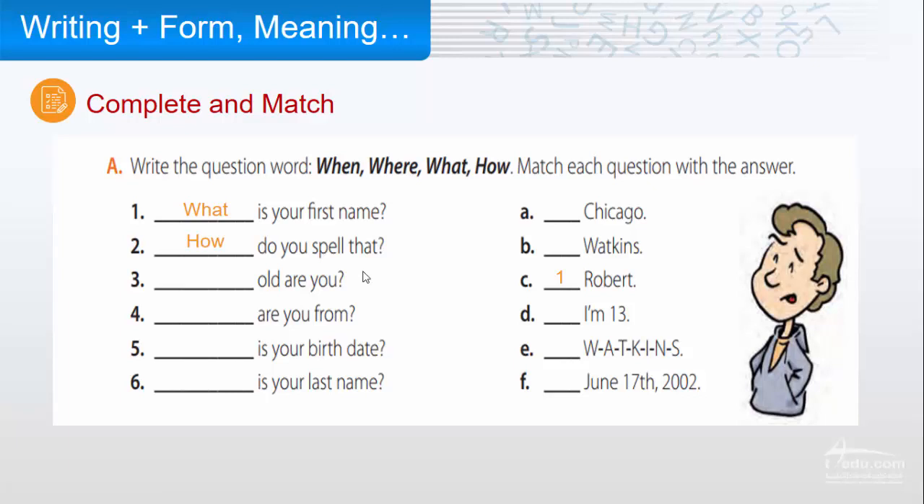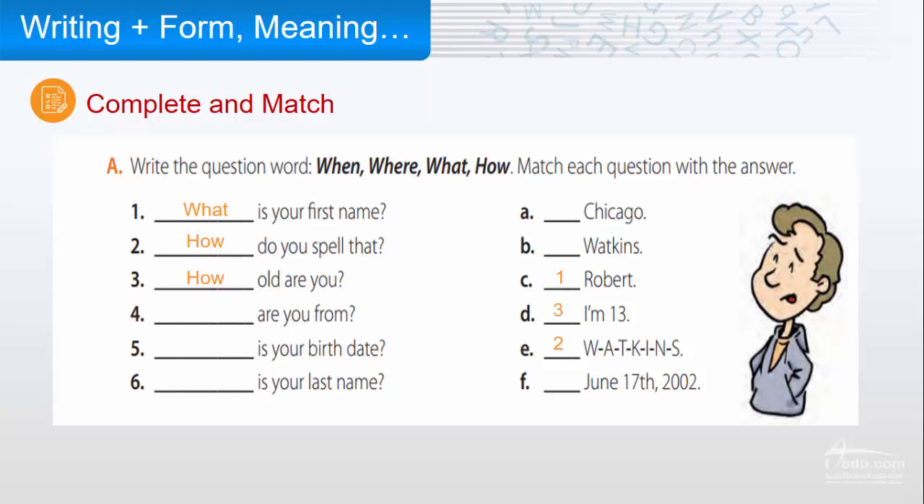The answer will be E. Watkins. 3. How old are you? The question will be, how old are you? And the answer is D.